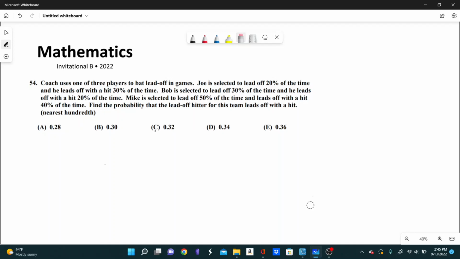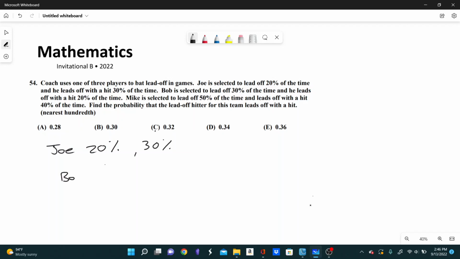So let's just see what information we have. So Joe, he goes 20% of the time, and out of that 20%, he hits 30% of the time. And then Bob is selected 30% of the time, and out of that, he hits 20% of the time. And then Mike is selected 50% of the time with a hit 40% of the time.